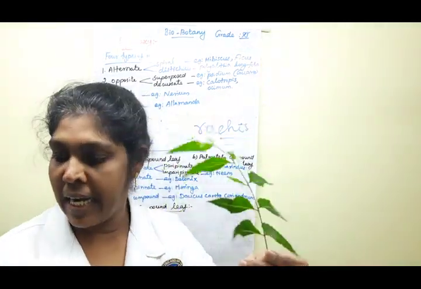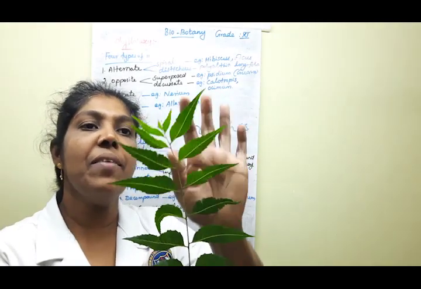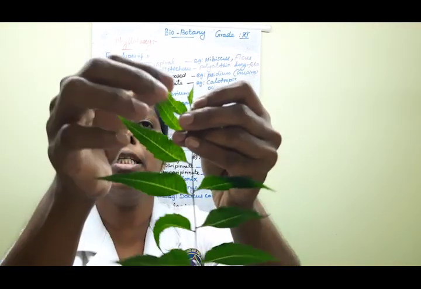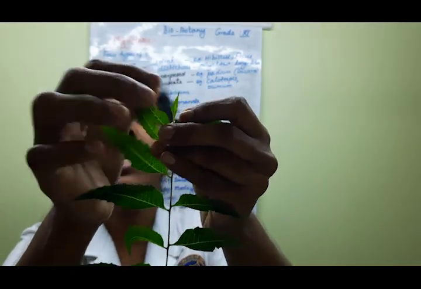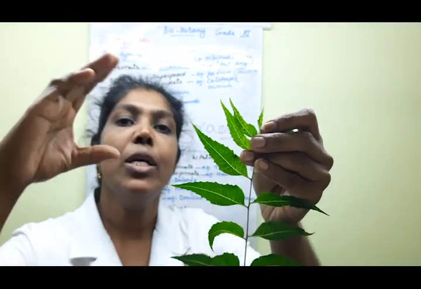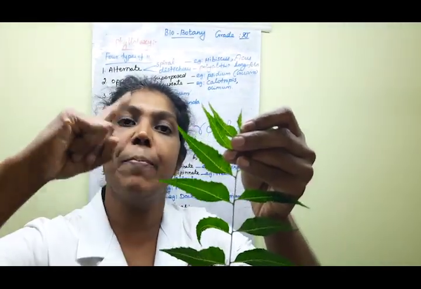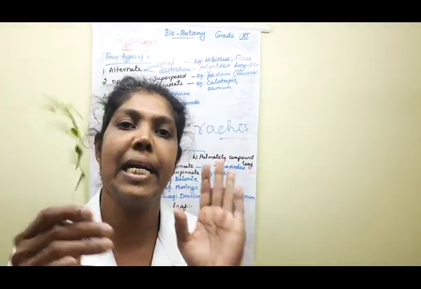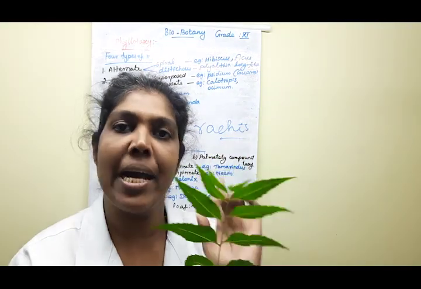Clear? Then next, the leaflets are present in an odd number. See, this is the tip region, and here there is only one leaflet, isn't it? So when the leaflets are present in an odd number, the technical term is imparipinnate. A good example species, can you say its name? Very good. Azadirachta indica, commonly known as neem.